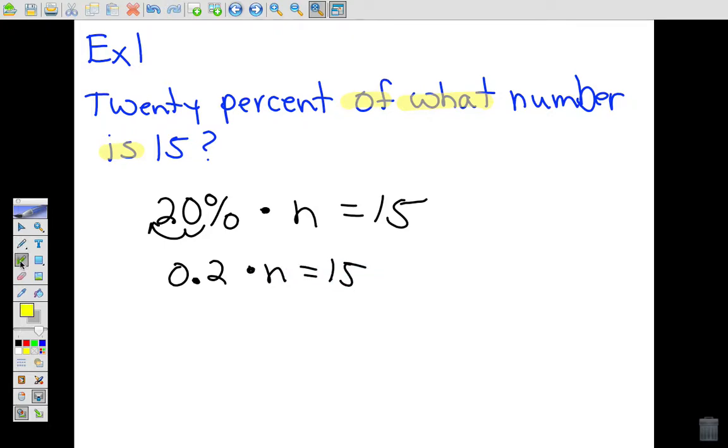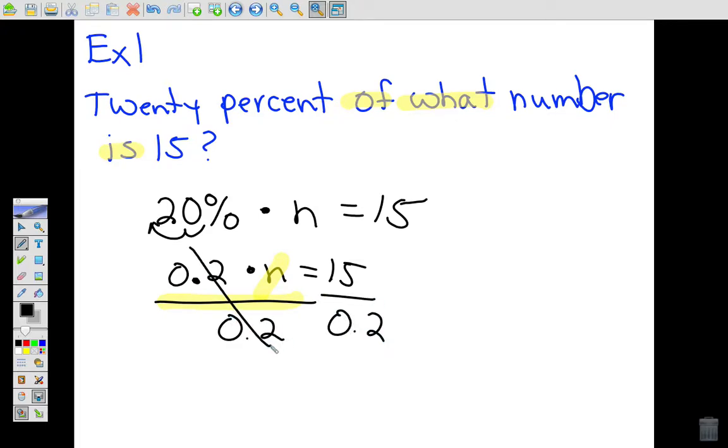Now let's just solve the equation. They're multiplying n by 0.2, so what are we going to do? Well, we're going to take 15 and divide it by 0.2. So I'm going to divide both sides by 0.2. And these cancel. I'm going to use the calculator, and we're going to have 15 divided by 0.2. And I get 75.